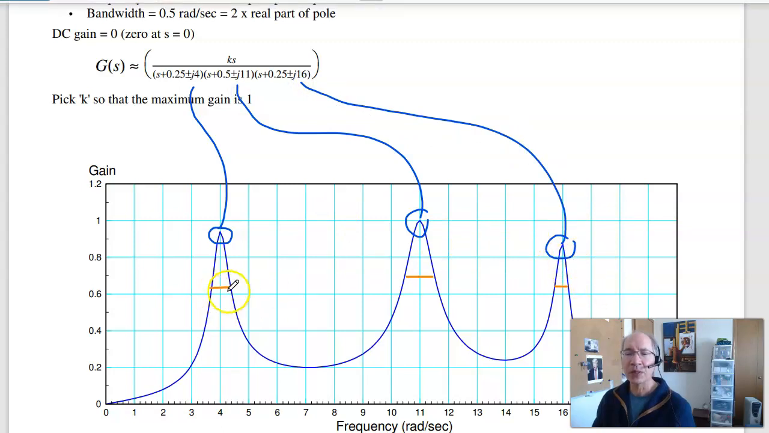The bandwidth tells you the real part. This bandwidth is about 0.5, so half of that is the real part. This has a bandwidth of about 1, so the real part's about 0.5. This has a bandwidth of about 0.5, half of that is the real part. So there's my poles, plus the DC gain of 0, that gives me a 0 at s equals 0.